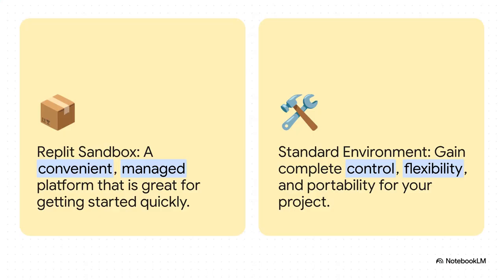Think of it like this. Replit is like the perfect starter apartment. It's super convenient, someone else manages the property, and it comes fully furnished. A standard environment? That's you building your own custom dream home. You get total control, the flexibility to host it wherever you want, and the portability to pack it up and move it. You're basically trading a little bit of that initial convenience for a whole lot of professional power.